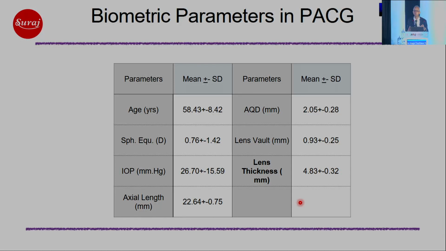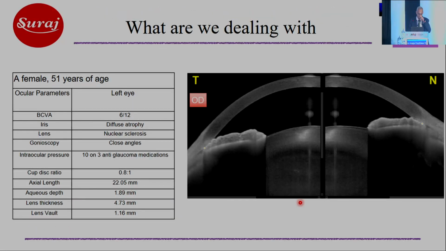So this is what you're starting with. This is the eye that you have in front of you. So what are we dealing with? We're dealing with an eye where the angles are completely closed, where the AQD is less, and we have a very large lens, or at least the diameter of the lens is very large, and there is a significant lens vault. The lens vault in this particular patient is 1.16. That's really significant.